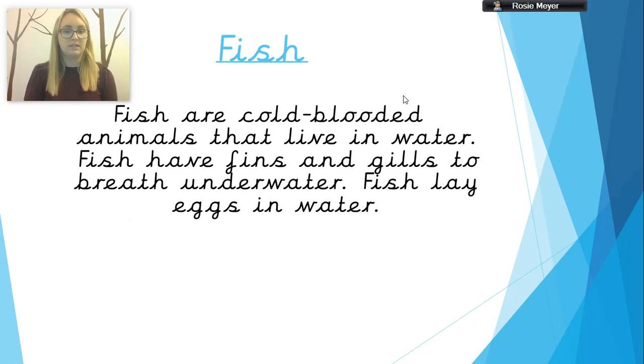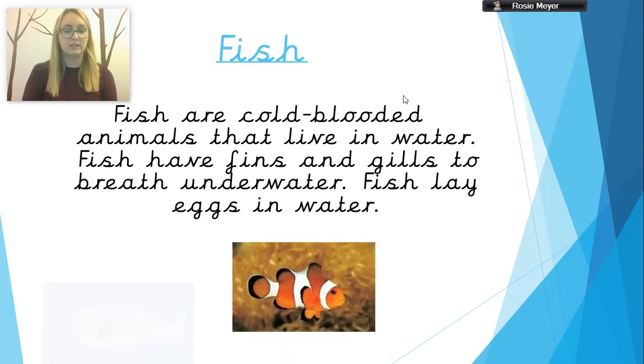Fish are cold-blooded animals that live in water. Fish have fins and gills. And gills are found on the side of the fish's body, on their sort of neck area. And that's how they breathe underwater. They take water in through their gills and take the oxygen and push it out again. Okay, so they don't breathe like us through our mouths. They breathe underwater through their gills. And fish lay eggs in the water. So we've got a clownfish like Nemo.